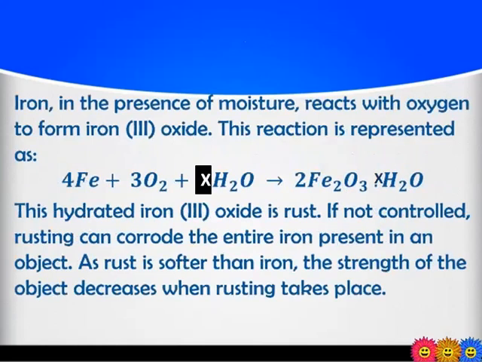Iron in the presence of moisture reacts with oxygen to form hydrated iron(III) oxide, and this reaction is presented as given here. This hydrated iron(III) oxide is rust. If not controlled, rusting can corrode the entire iron present in an object. As rust is softer than iron, the strength of the object decreases while rusting takes place.